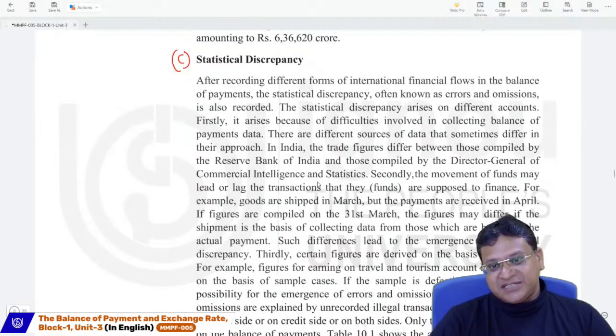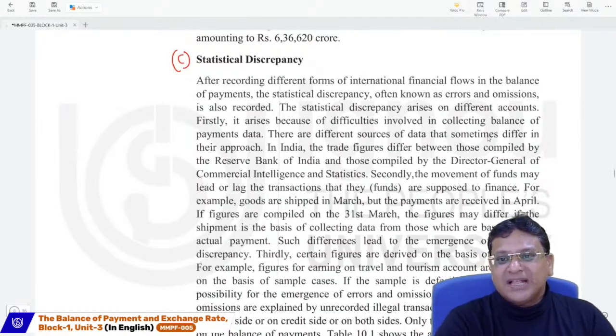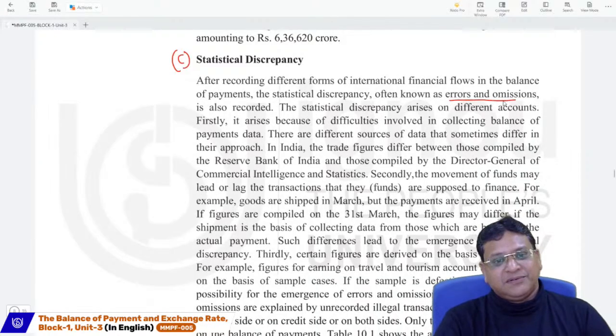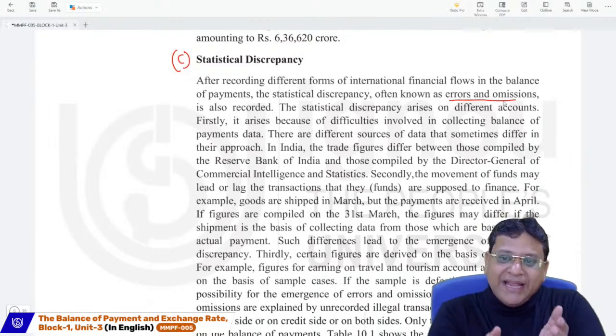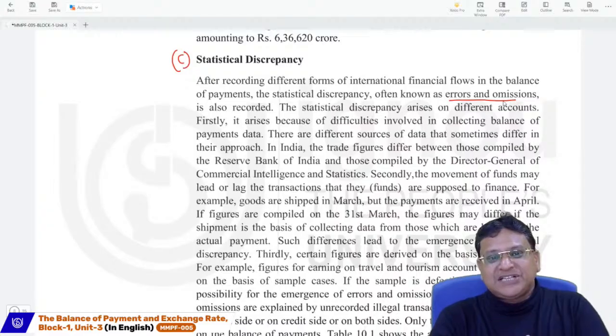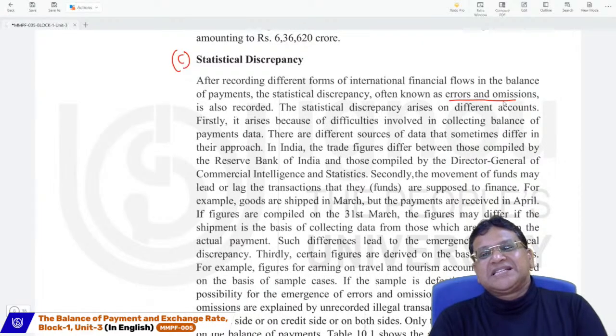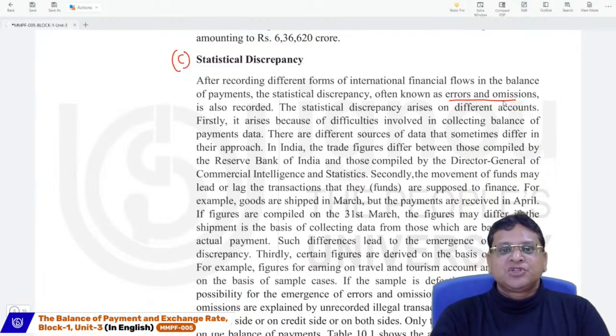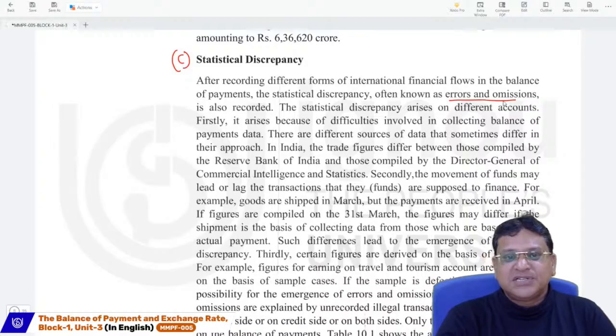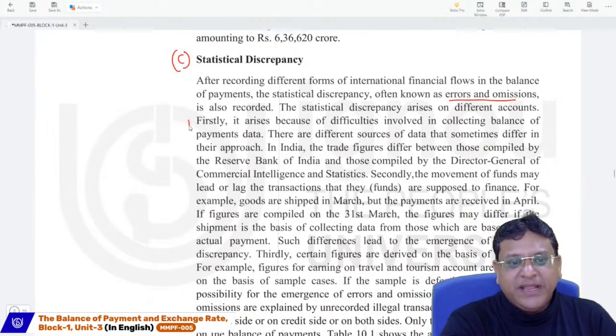What is statistical discrepancy? It is also known as error and omission. What is error and omission? While compiling the transactions of current account and capital accounts, there may be some errors, and these errors and omissions are recorded under statistical discrepancy. Why does error occur? There can be four reasons why errors occur.